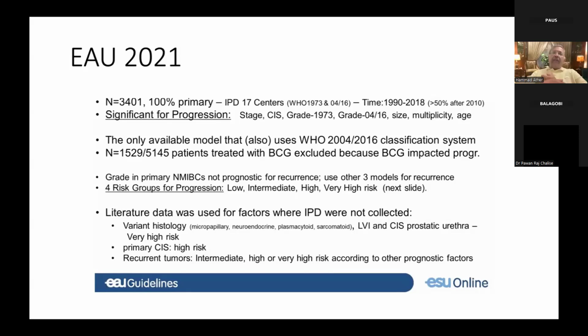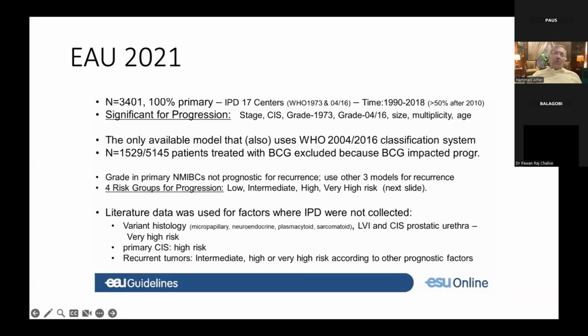So the grade in primary NMIBC was not prognostic for recurrence. The 4 groups for progression were low, intermediate, high, and very high risk. This is essentially a new thing which was introduced in the EAU 2021, because as we have seen, in the high-risk patients there is a category which responds very poorly to BCG. This group needs to be identified so that specific treatment considerations can be made.